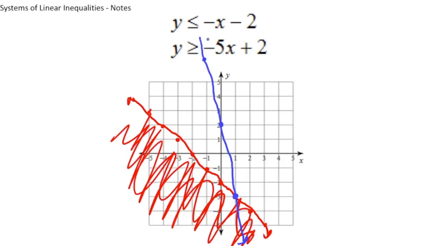Like this. All right. And just like before, y is going to be less than or equal to negative 5x plus 2, okay? So I'm going to shade in from the y-intercept downward. So it's going to be the left-hand side of the line, like this.